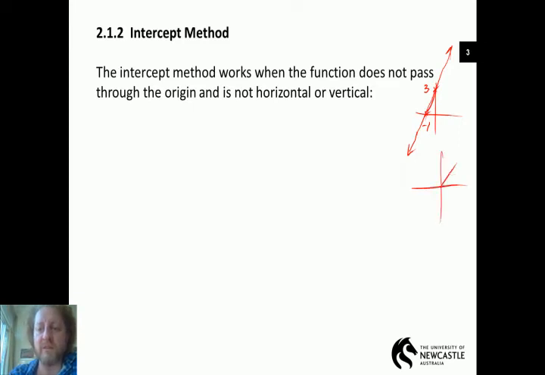What if the line goes through the origin? Its x-intercept is 0 and its y-intercept is 0. It doesn't help me sketch it. So the intercept method only works when I've got a line that's on a slope. It cuts the x-axis and the y-axis. So it doesn't work when it's horizontal or vertical or if it passes through the origin. But it still works in a lot of cases. Long story short, if the line is on a diagonal, we can use it if it doesn't go through the origin.